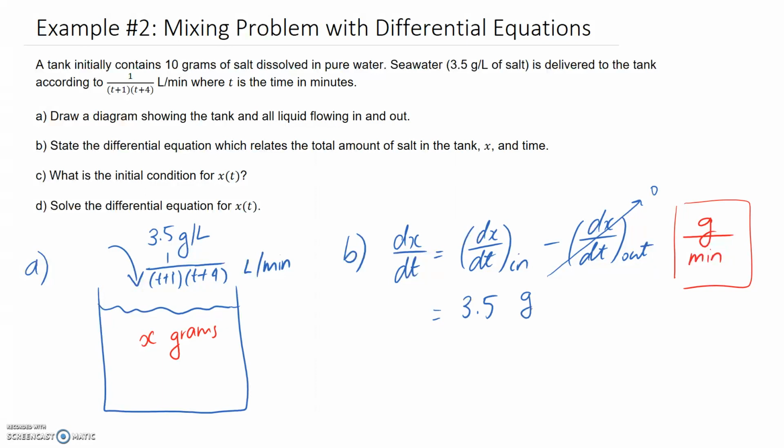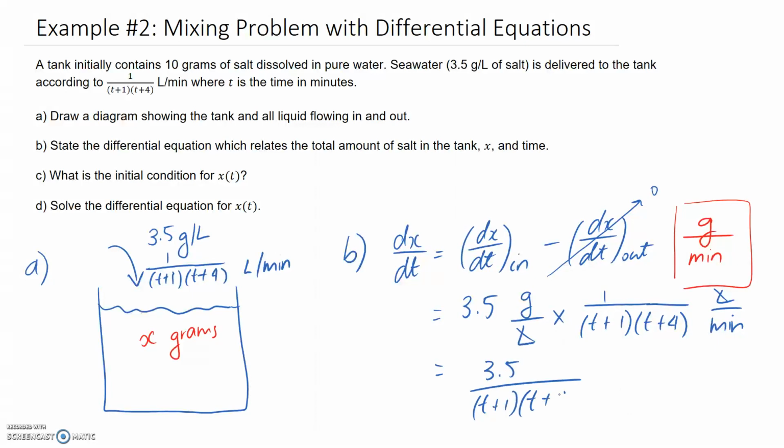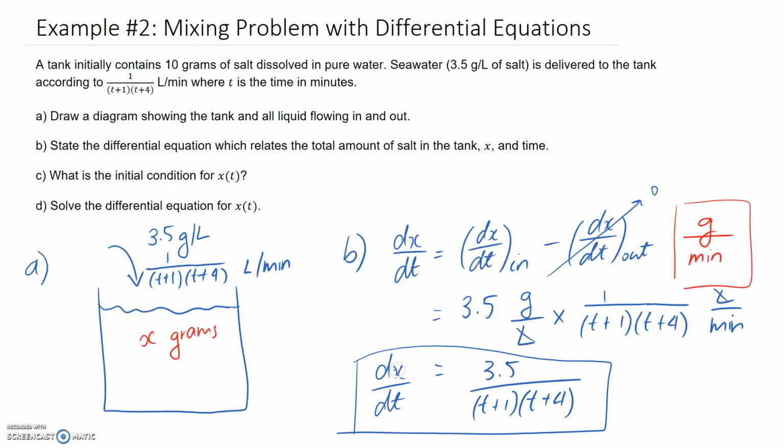So it's going to be the 3.5 measured in grams per litre multiplied by this equation, which is going to give us the flow rate. And that's measured in litres per minute. So the litres on the top and the bottom cancel out with each other. And we're just left with 3.5 over (t plus 1)(t plus 4). And that's going to be in what's left in terms of grams per minute. Okay, so this here is the differential equation, which is going to describe the amount of salt in the tank per time.